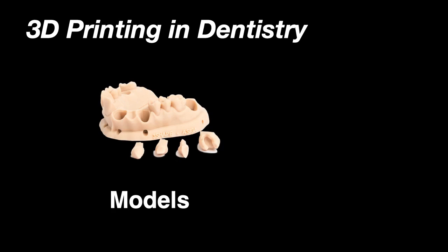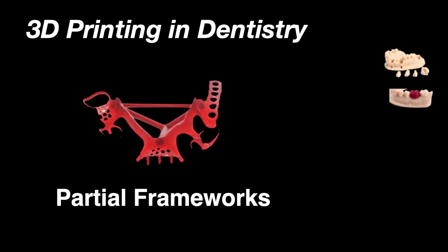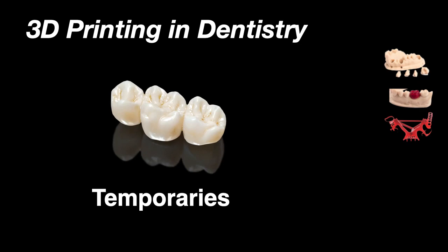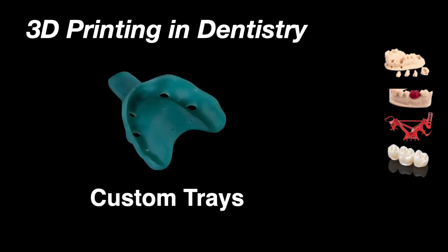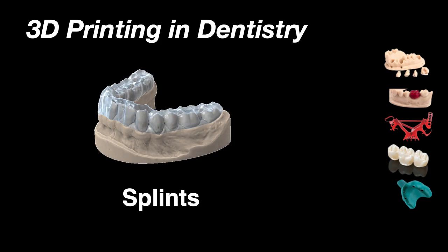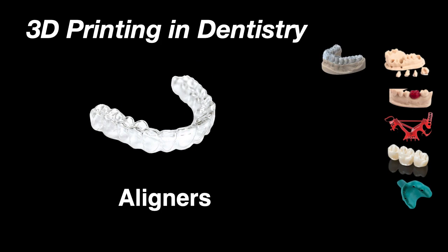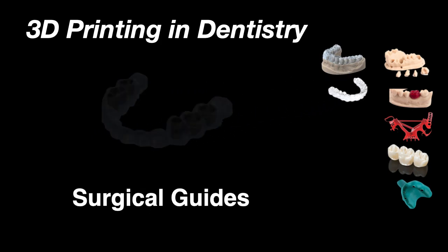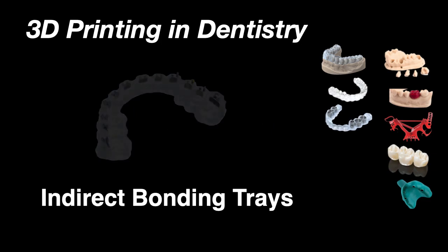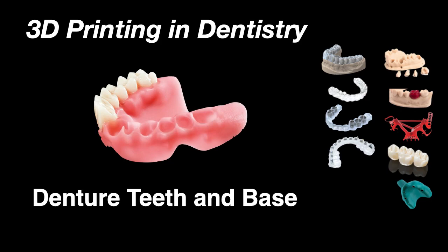So what is 3D printing in dentistry? What are the things that we can do? Of course you have the basic indication of creating models, crown and bridge, castables, you have your partial frameworks, you have your temporaries, you have custom trays, which are now being seen more and more in use when it comes to implants. You have splints, again, a very potential and growing indication, surgical guides, aligners, indirect bonding trays, and of course, the denture.